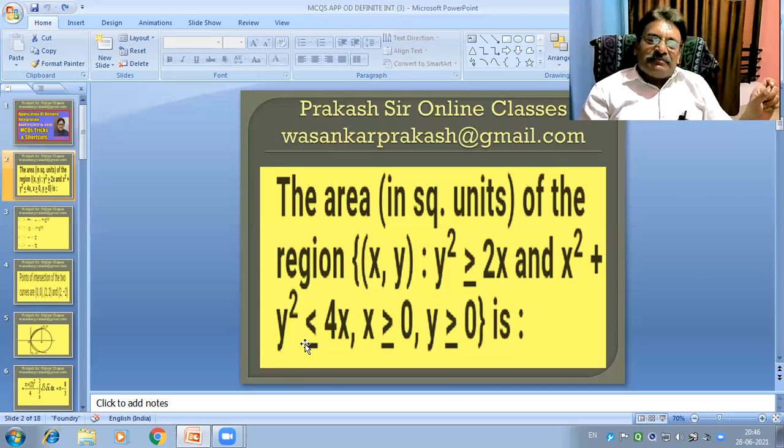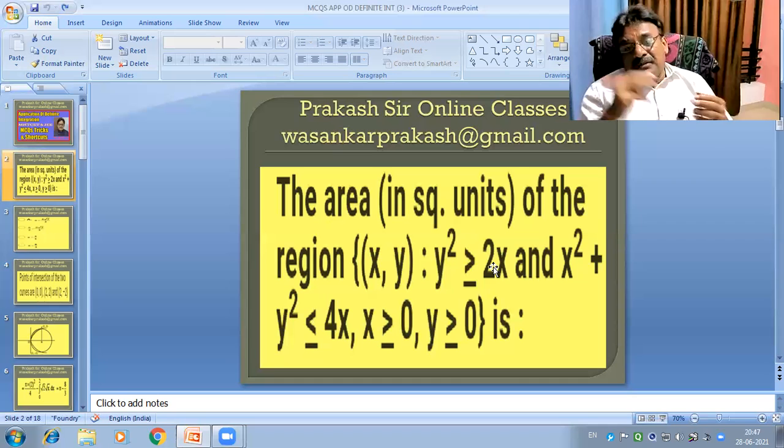Take x common. So x in bracket x minus 2 equals to 0. Therefore, x is equals to 0, or x minus 2 equals to 0, so x is equals to 2. If x is equals to 0, then y equals to 0, so we get 0, 0 as the first point of intersection. If x is equals to 2, then y square is equals to 2 into 2, that is 4. Therefore, y is equals to plus minus 2. That is, 2 comma 2 and again 2 comma minus 2.